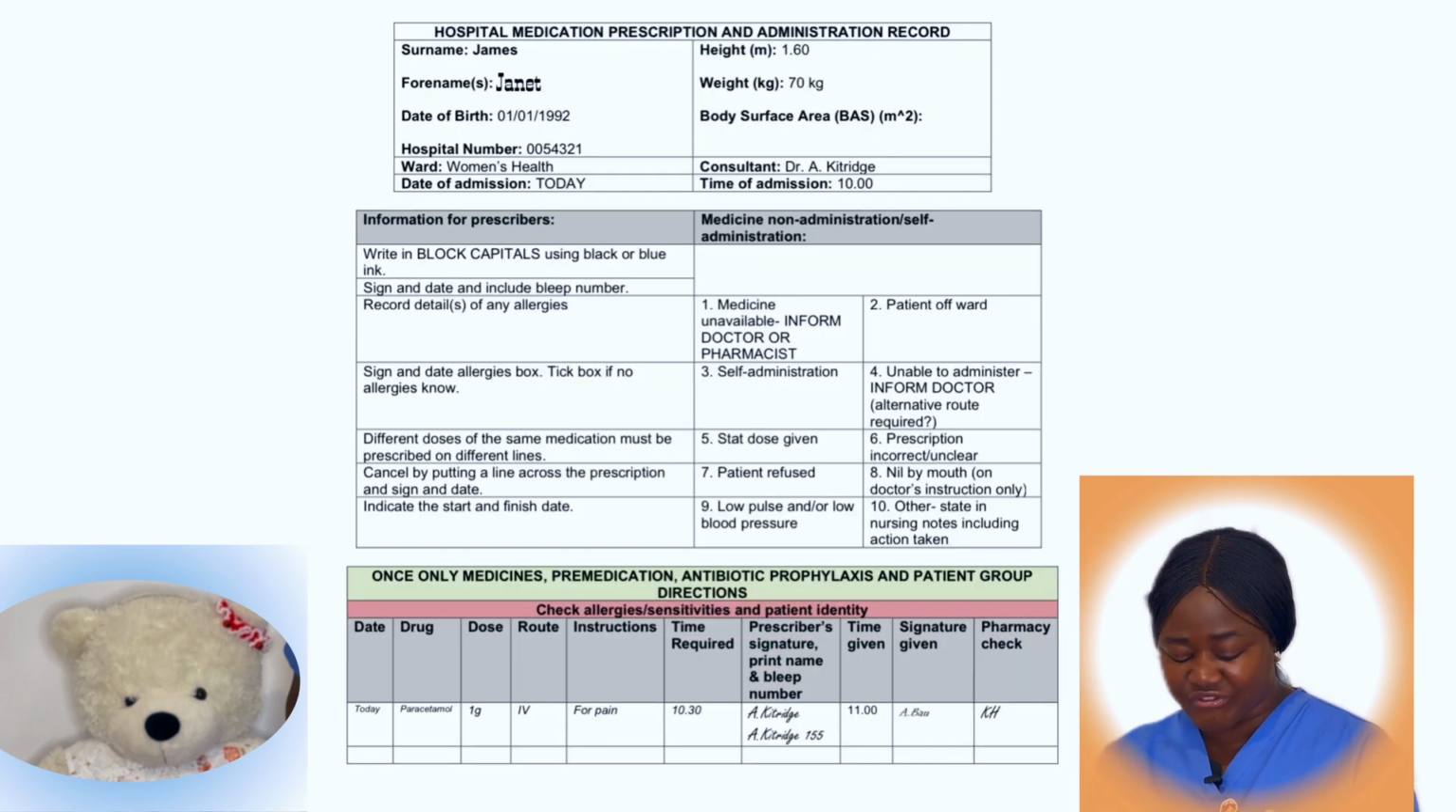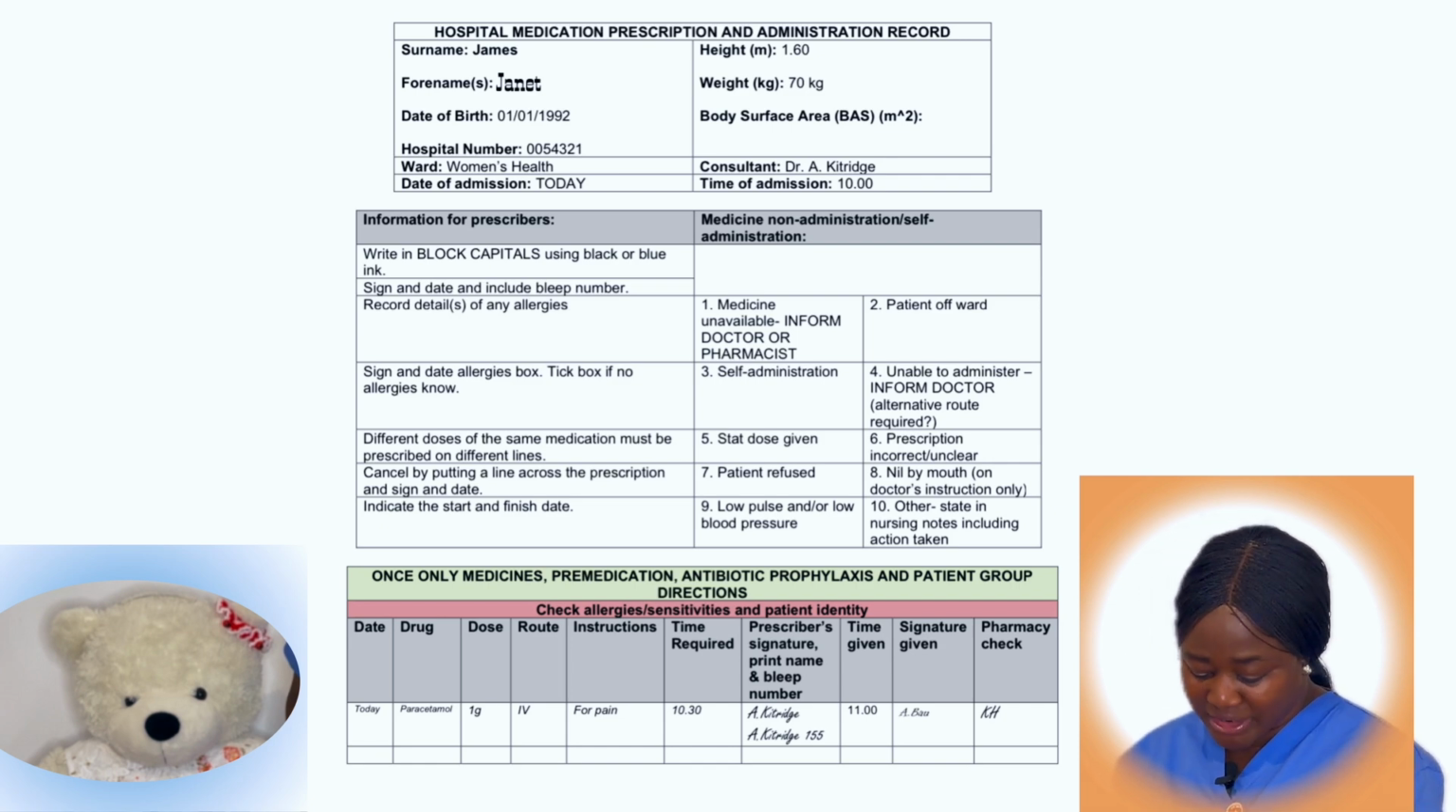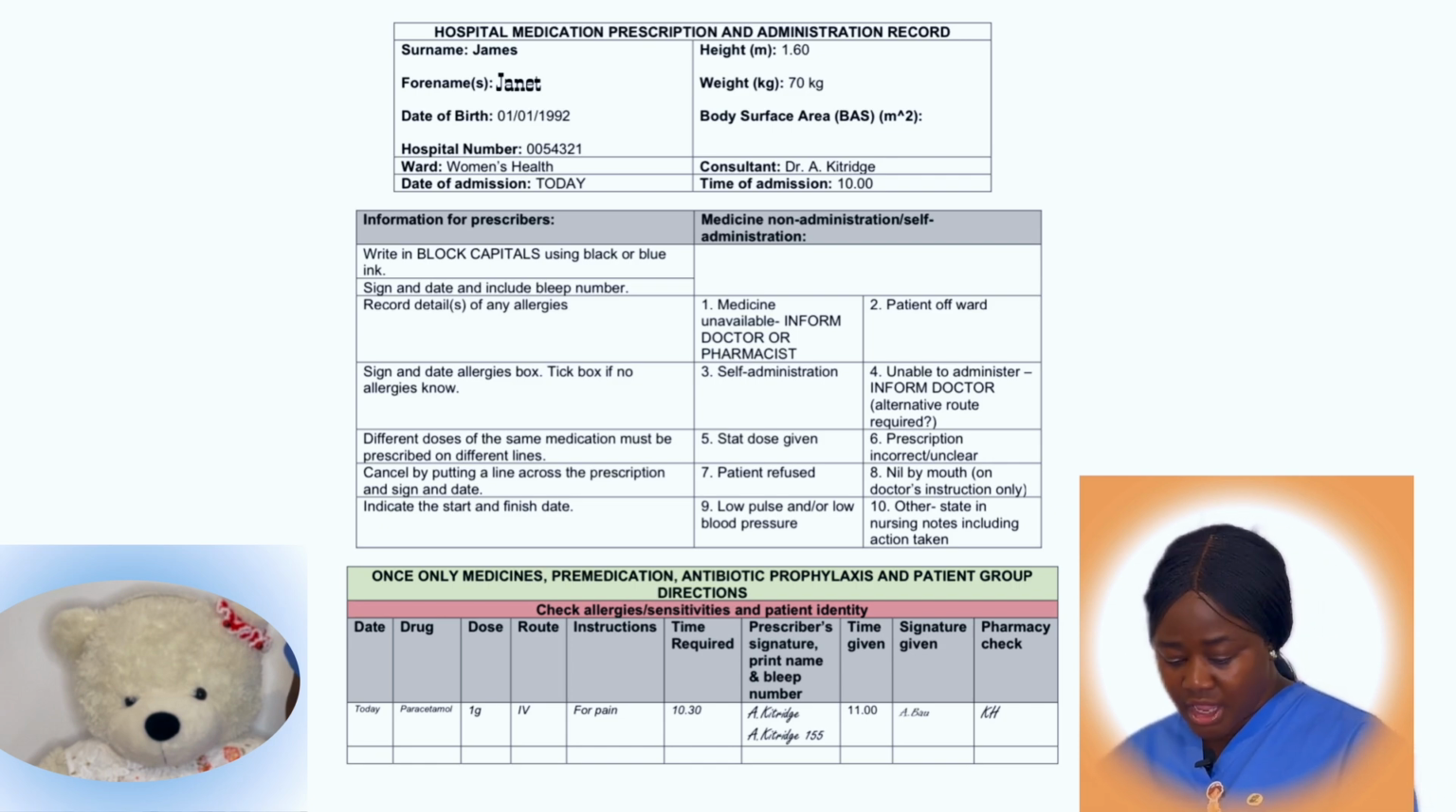Moving to the next page, I've got Janet James, date of birth 1/1/1992. All of that details are correct. The code is stated. We're coming back if that is required. Under once and only medication, date is today. Drug is paracetamol, dose is 1 gram. Route is IV. Instruction is for pain. Time required is 10:30 hour. Duly signed by Dr. A. Kittredge, bleep number 155, and time given was 11th hour. Signed by a colleague, A. Bash, and pharmacy check, KH.